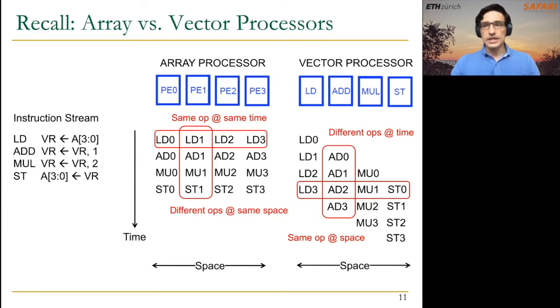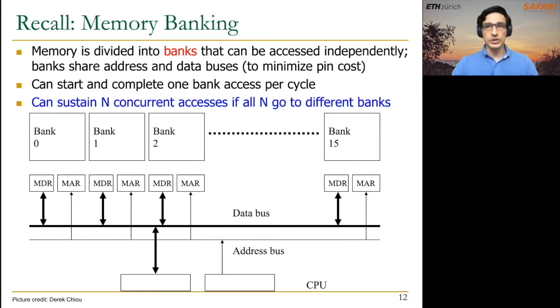Recall also that these vector processors need to access data, and the way of accessing data is going to memory. And there in memory, if we really want to be able to access in parallel, we need to have a memory that allows us to do so. In order to do that, we divide the memory into independent banks that can be accessed independently. And this way we are able to sustain as many concurrent accesses to memory as banks we have.